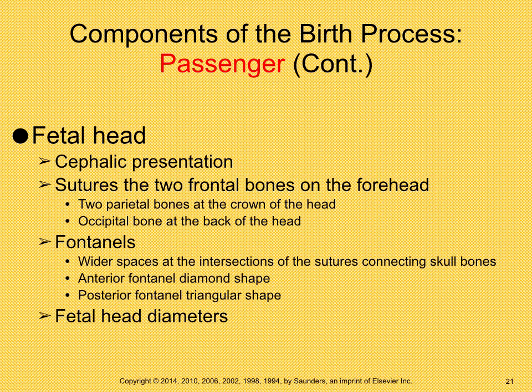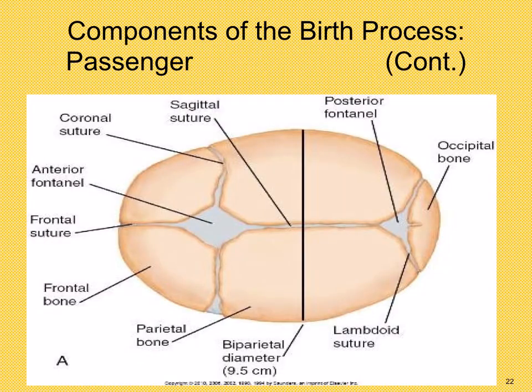The anterior fontanelle is more of a diamond shape, while the posterior fontanelle is more of a triangle shape. The fetal head diameters allow that head to mold and shape and take on a cone-shaped appearance to allow the baby to come through the passageway for a vaginal delivery.